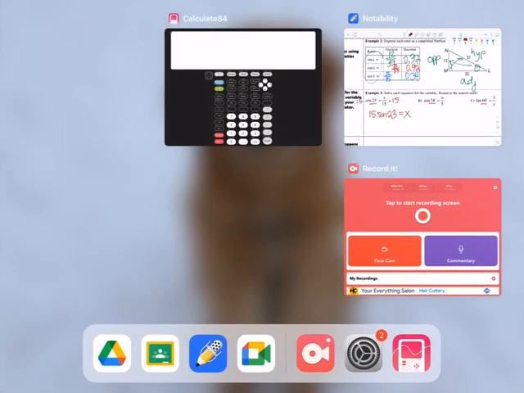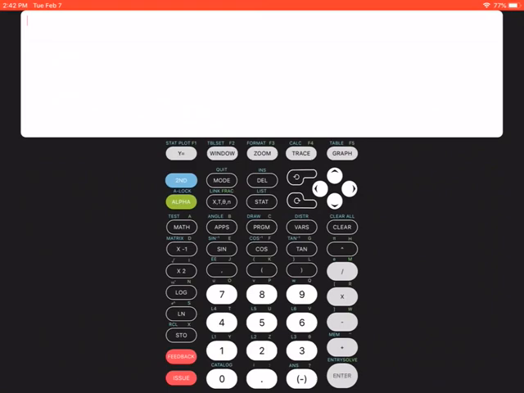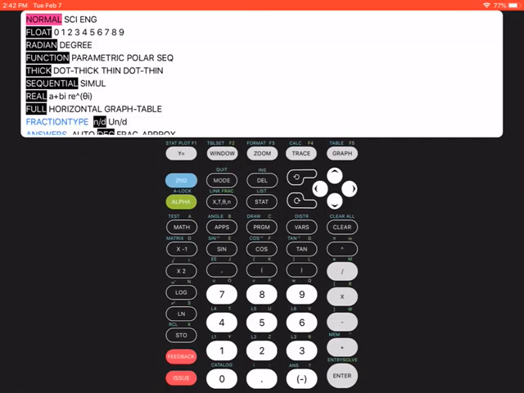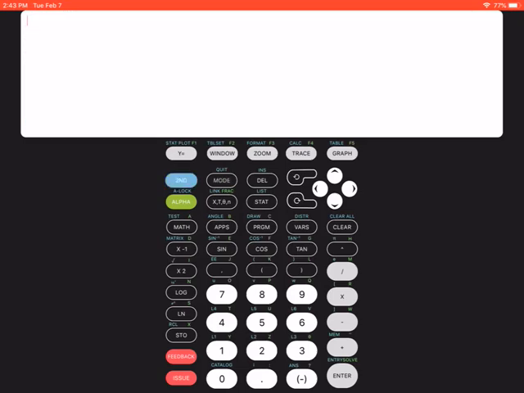So if you can get your calculator out. First thing you want to do is go to mode. Okay, now this is an app called Calculate 84. So if you don't have a calculator, you can use this app. First thing you need to do is go to mode and change your calculator from radians to degrees. Press enter on it and it should be highlighted like mine. Now you'll quit, second mode.